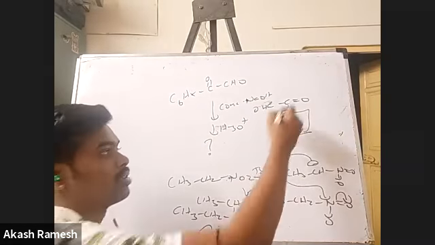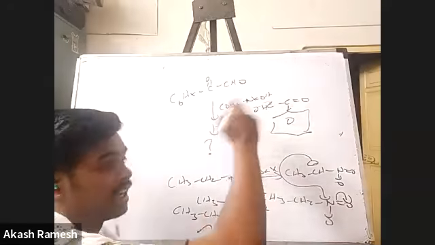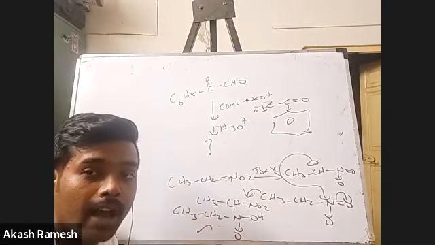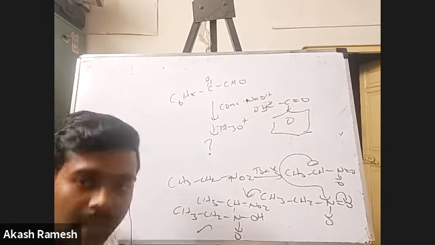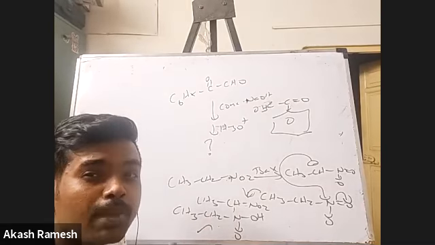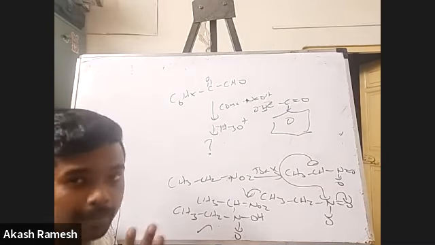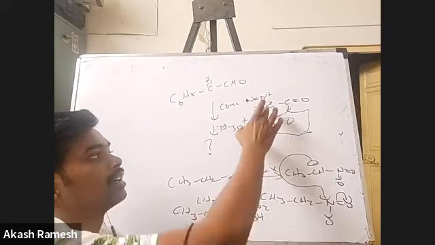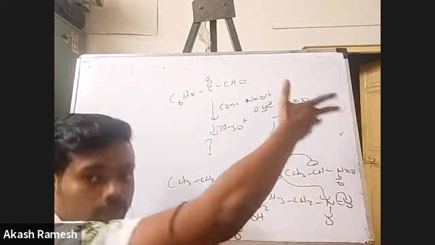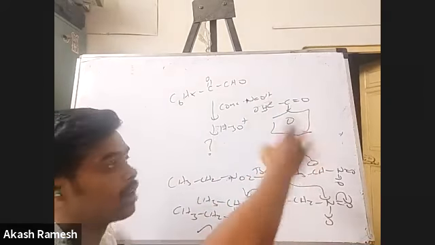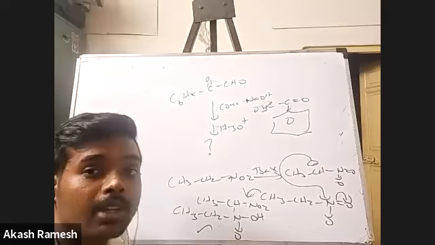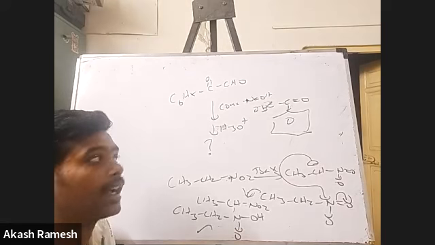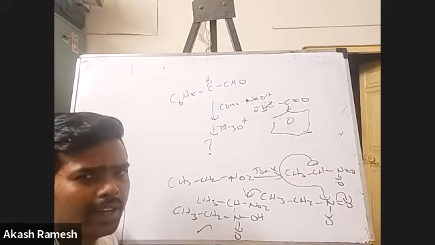There is no alpha hydrogen here, and please understand, this hydrogen cannot come out. You should have an alpha hydrogen possessed by an sp3 hybridized carbon. But see here, even if I had hydrogen here also, it would not come, because both these carbon atoms are sp2 hybridized, not sp3 hybridized. So it doesn't have alpha hydrogen.